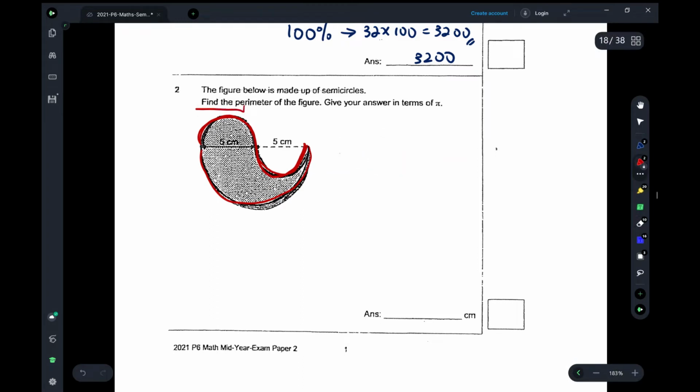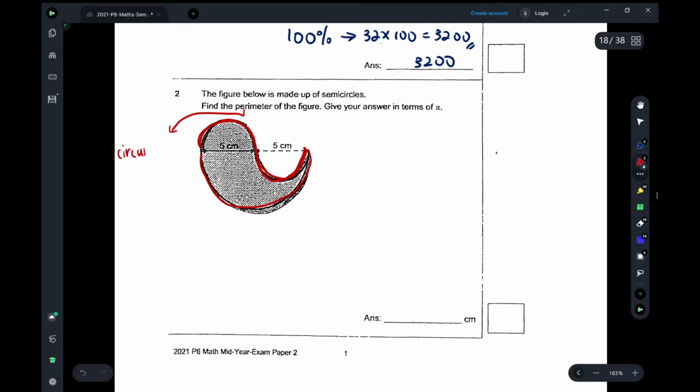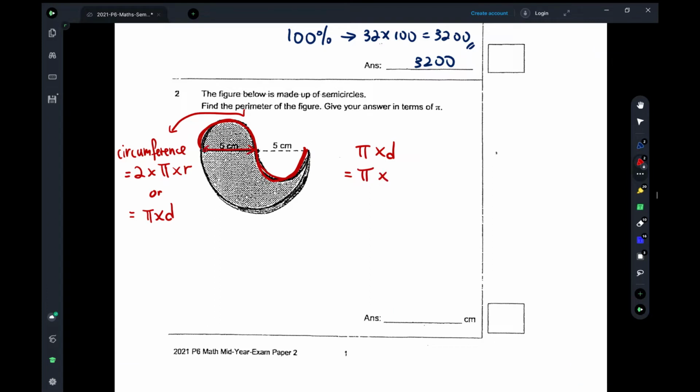Okay, so first I need to know the formula of perimeter. I need to know the formula for the circumference of a circle. So circumference is equal to 2 times pi times r. Or, you could have learned pi times d. They mean the same thing. So I want to find the first part. This one. I need pi times d. The pi remains as pi. The diameter is 5 cm. The radius is 2.5, but for this formula I need the diameter, so it's 5. I do not need to find just the semicircle because, as you can see, this and this make up one full circle. So 5 pi.